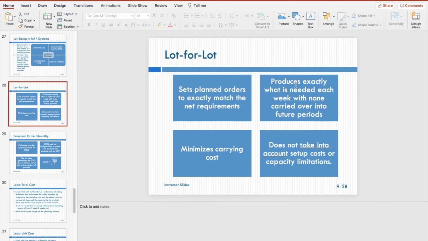No matter whether you produce or you order from another factory, from your supplier, you order exactly that amount which is needed in the short period. You will not carry any inventory for the future period. So this would be the characteristic of the lot for lot technique.